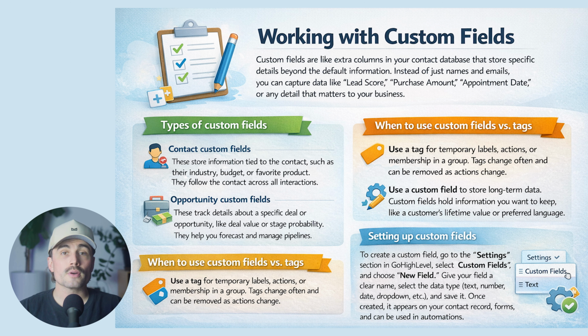Use a tag for temporary labels, actions, or membership in a group. Tags change often and can be removed as actions change. Use a custom field to store long-term data. Custom fields hold information that you want to keep, like a customer's lifetime value or preferred language.